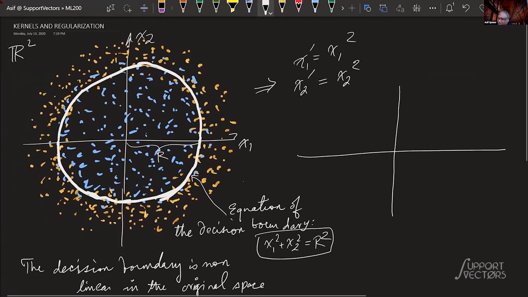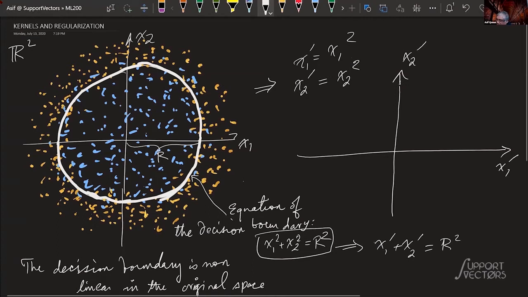But when you go to coordinates like this, what does this equation become? If x1 square is x1 prime, it becomes x1 prime plus x2 prime is equal to some value r squared. So suppose the axis is x1 prime and the axis here is x2 prime. Do you see that, guys? So what will happen? It becomes a line.